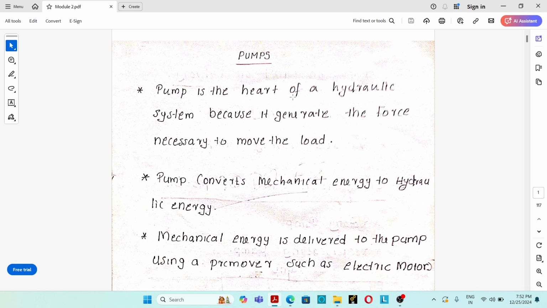See, the pump is the heart of a hydraulic system, which generates the force necessary to move the load. Pump actually converts mechanical energy into hydraulic energy. That hydraulic energy will be utilized by the actuator. Actuator converts hydraulic energy again into mechanical energy, resulting in a force or a rotation or torque. The pump is always connected to a prime mover, that is an electrical motor.